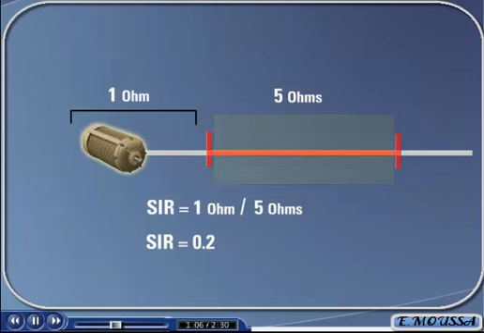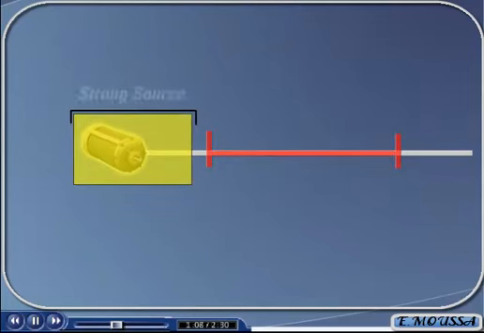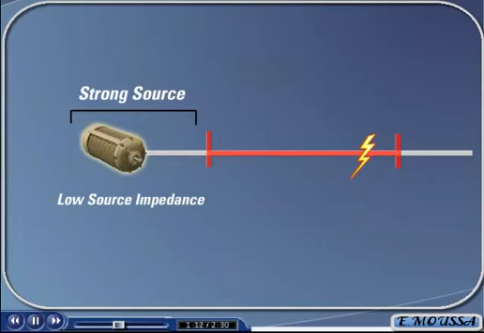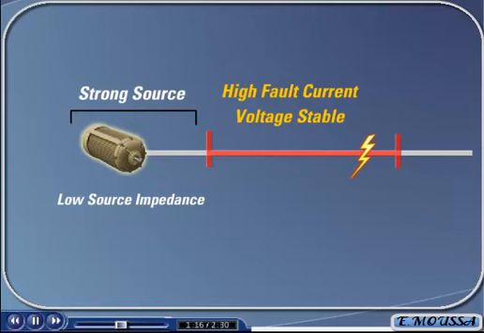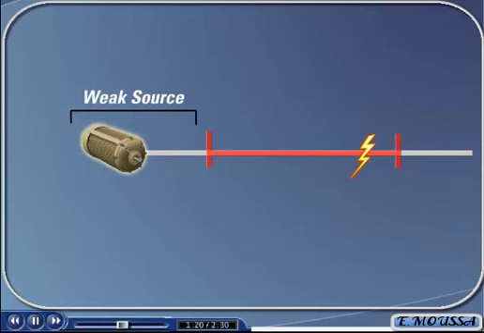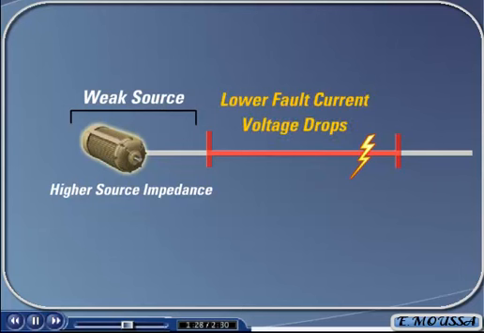If the system behind the transmission line has a strong source, the source impedance will be low. In this configuration, if a fault occurs on the transmission line, the fault current will be very high and the voltage will tend to remain stable. If the system behind the transmission line has a weak source, the source impedance will be higher. In this configuration, if a fault occurs on the transmission line, the fault current will be lower in magnitude and the line voltage will tend to drop.